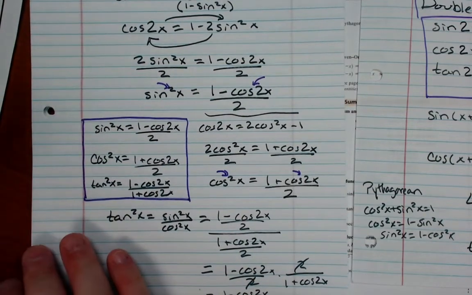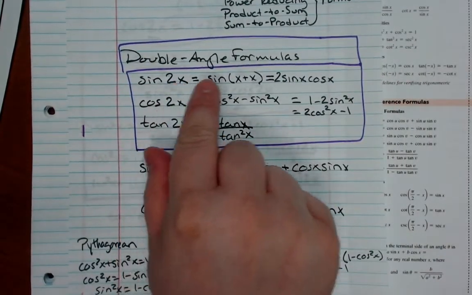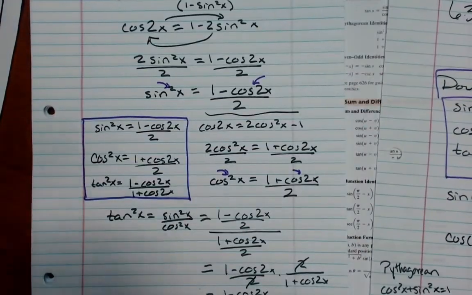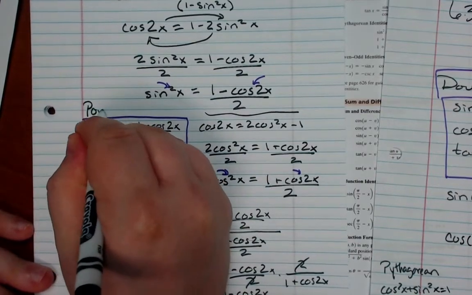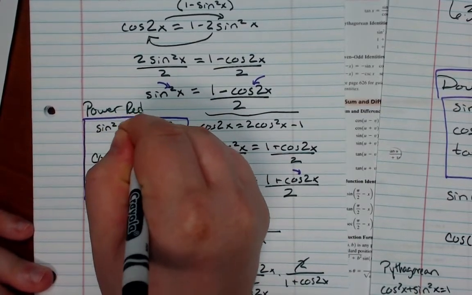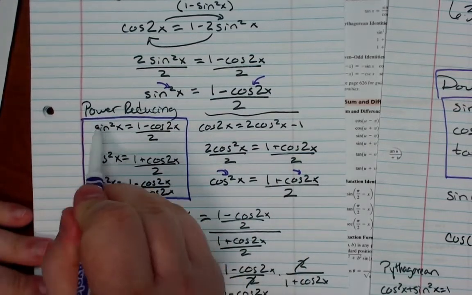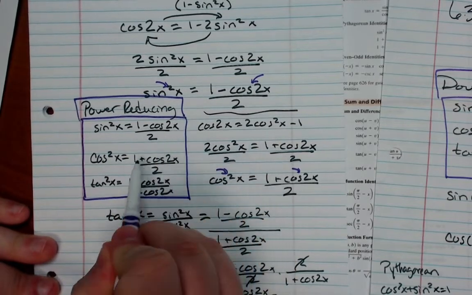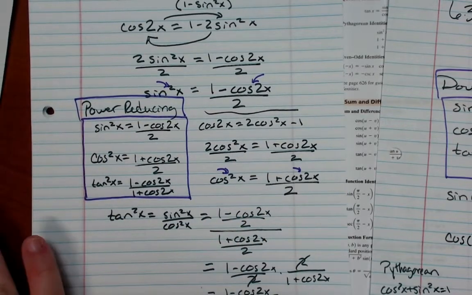And so we have our double angle formulas. That lets us take 2 times some angle into just the angle itself. And then we have our power reducing. And what that lets us do is we can take sine squared, cosine squared, and tangent squared, and we can reduce them to forms that don't have any squared trig functions.